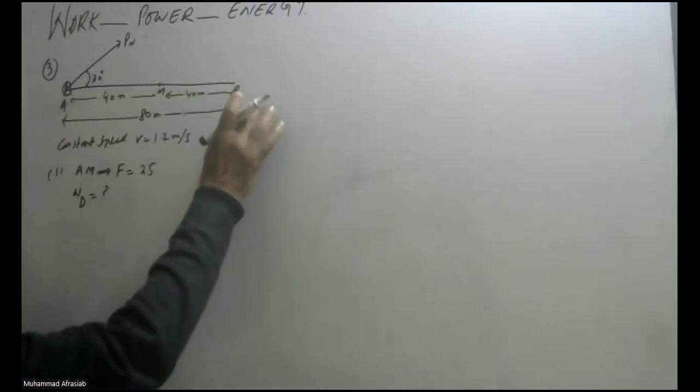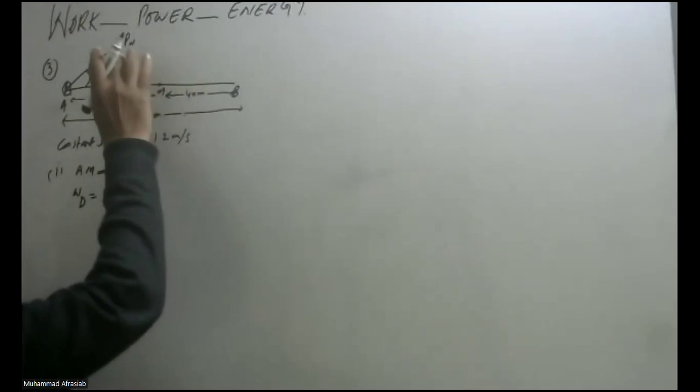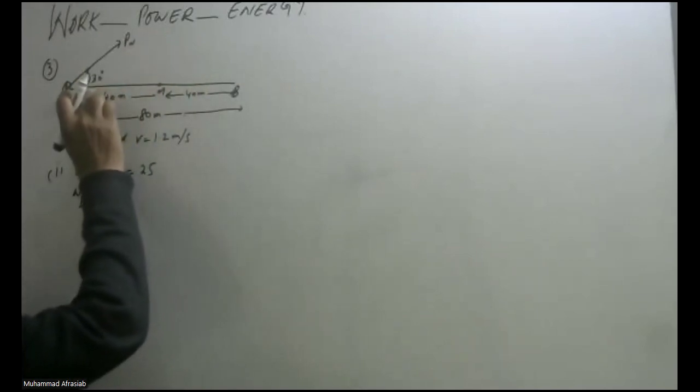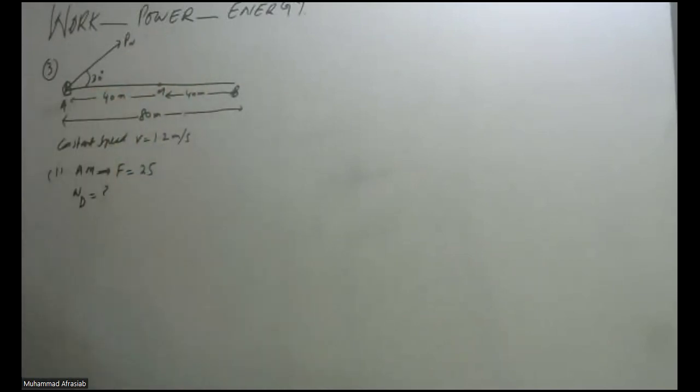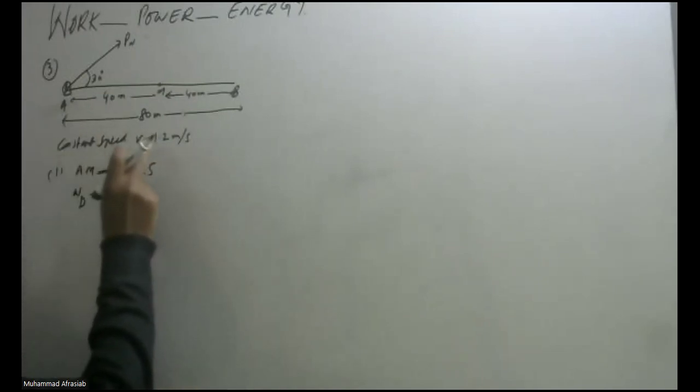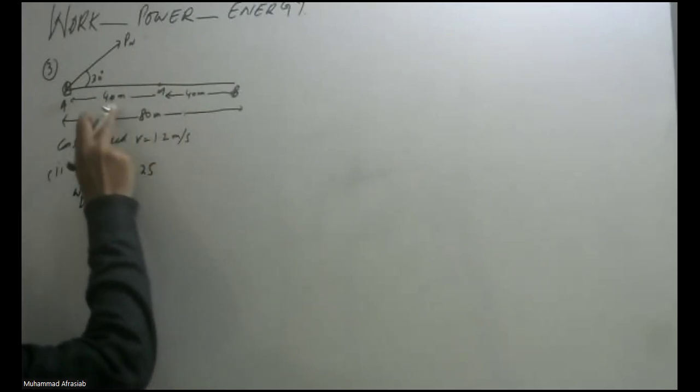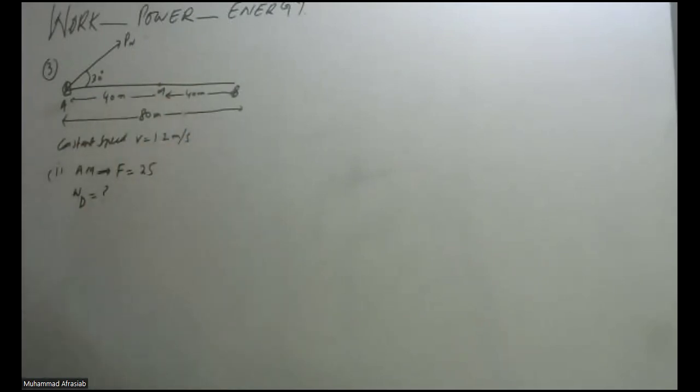Since AB is the horizontal surface and there is a force P Newton which makes an angle of 30 degrees at the point A, and M is the midpoint of AB, if AB is 80 meters then AM should be 40 meters and MB 40 meters. From A to M, the force is equal to 25. Calculate the work done by the driving force.